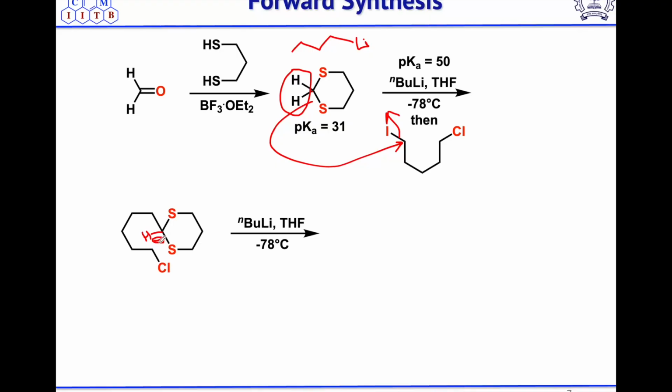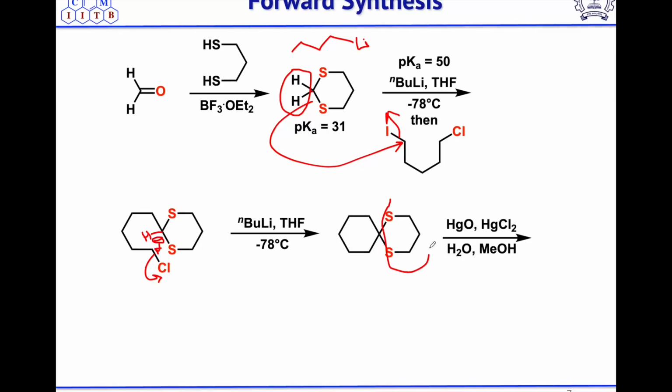Okay, so now the second nucleophilic SN2 reaction will happen, and you will get the corresponding spirocyclic compound. This is basically the protected form of a ketone. Now you can easily generate the corresponding ketone by deprotection of this 1,3-dithiane derivative.